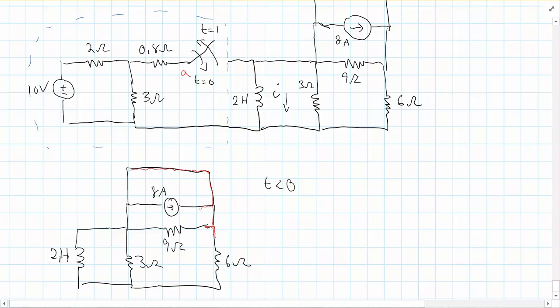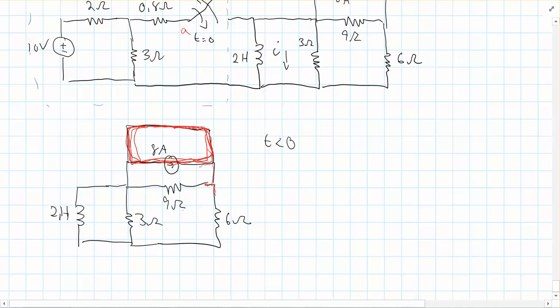And so actually, this 8 amp current source is just going to do this with that short. Basically, you're shorting out the current source. What that's telling me is no current is getting down into this part of the circuit. So that means the current I at 0 minus is 0 amps, because there's no current getting down into there. Then I at 0 plus, because current stays the same for an inductor, is 0 amps.